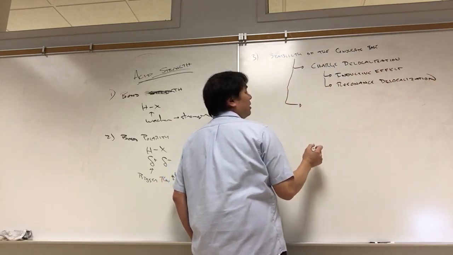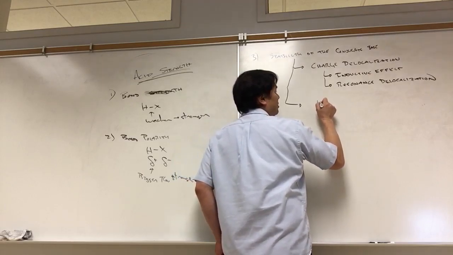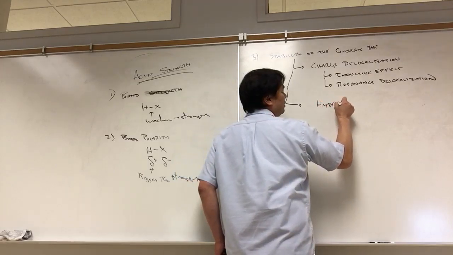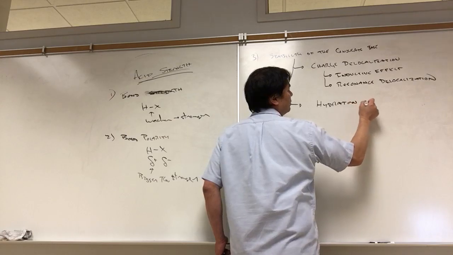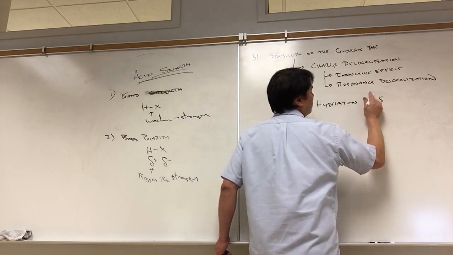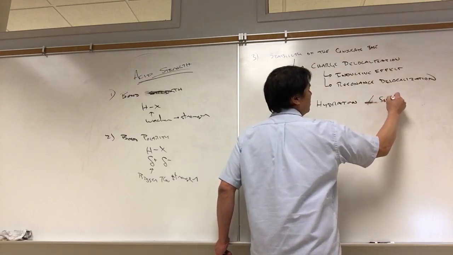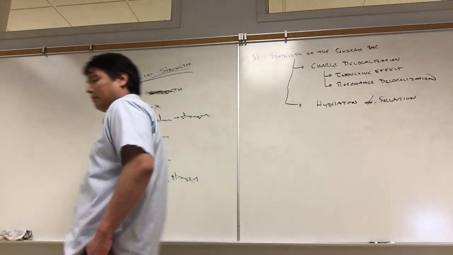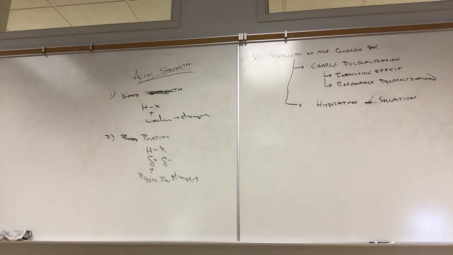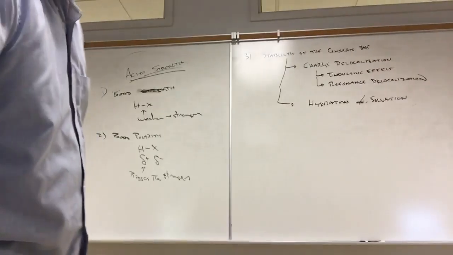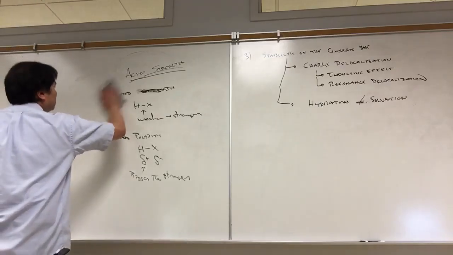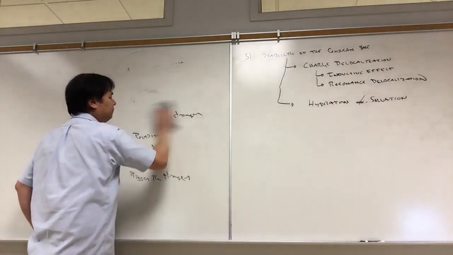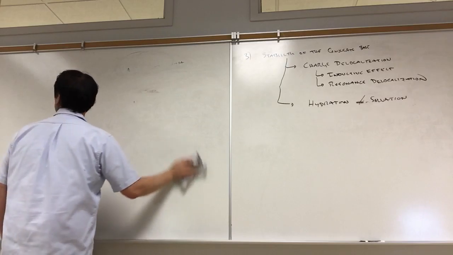And the other way the conjugate base can be stabilized is by hydration or solvation, getting water molecules around that. Hydration and solvation is the same thing if the solvent's water. All right, so let's take a look at some of these factors that influence acid strength quickly here.